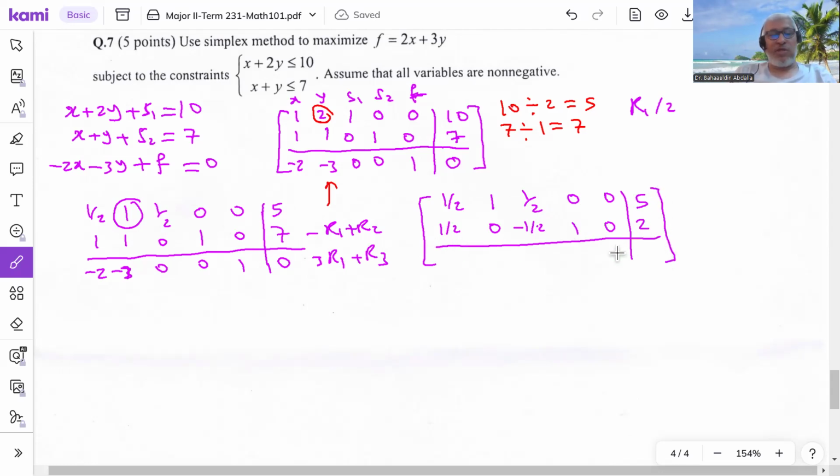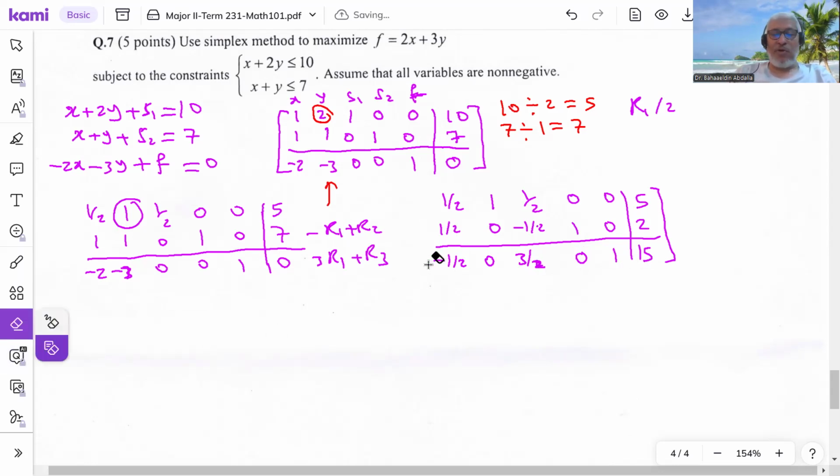What about the objective row? 3 times half, 3 over 2 minus 2. Well, 3 over 2 is 1.5 minus 2, so that's negative half. 3 minus 3 is 0. 3 over 2 plus 0, 3 over 2, or 1.5. 3 times 0 plus 0, 3 times 0 plus 1, 3 times 5 is 15 plus 0. So this is the new matrix.